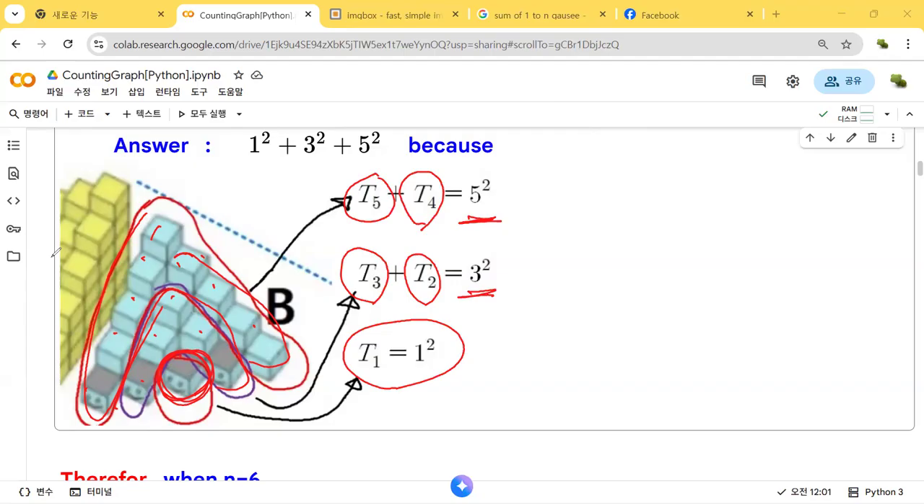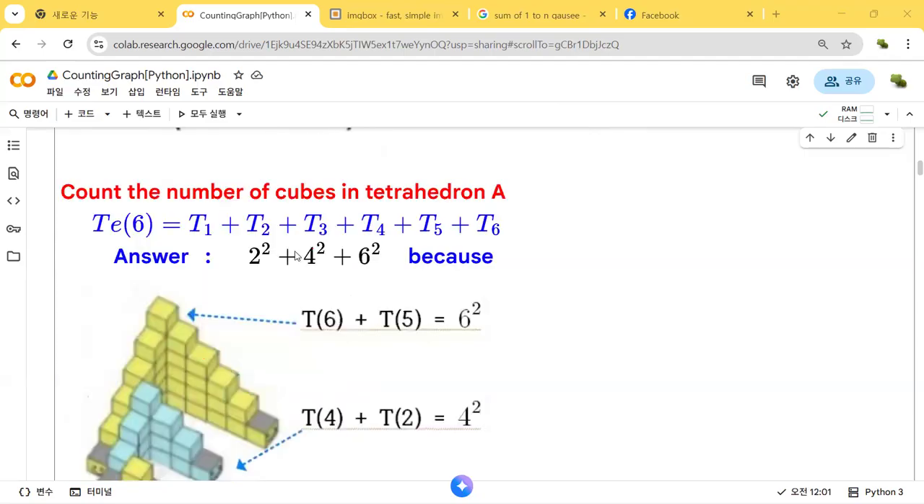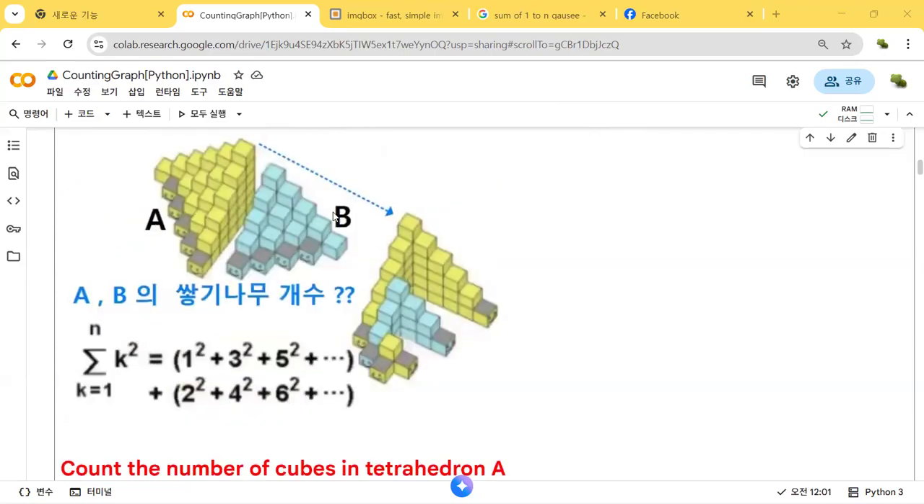Okay, so from this kind of decomposition, A plus B, where A is 2 squared plus 4 squared plus 6 squared, and B is 1 squared, 3 squared, 5 squared. Okay, so that is the number of cubes in this A, and A plus B is in fact 1 squared up to 6 squared.